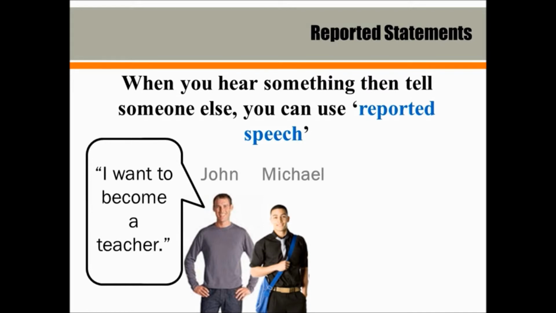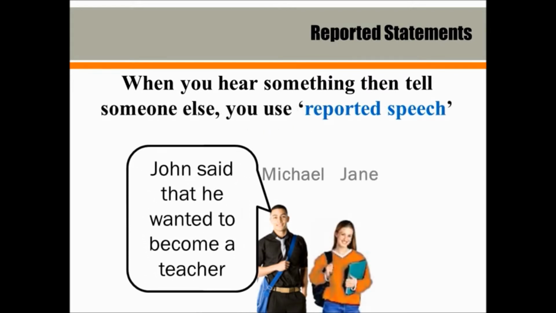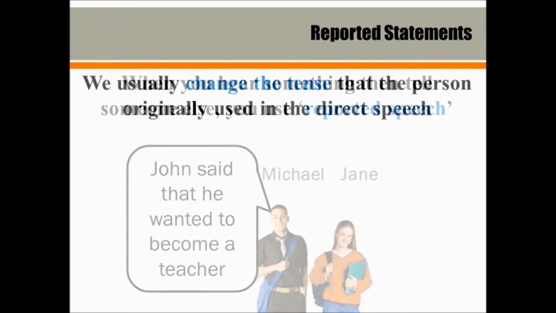"I want to become a teacher," John says to Michael. Michael meets Jane later on. He tells her what John said to him. John said that he wanted to become a teacher.